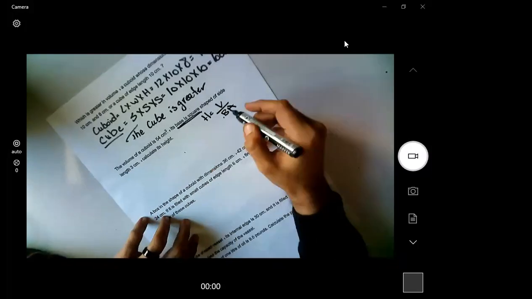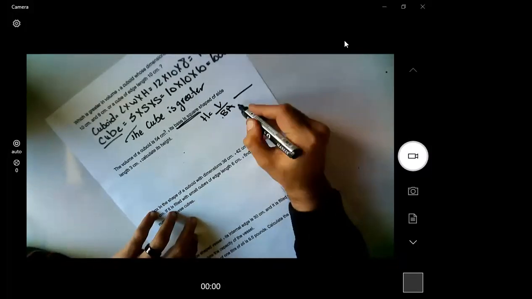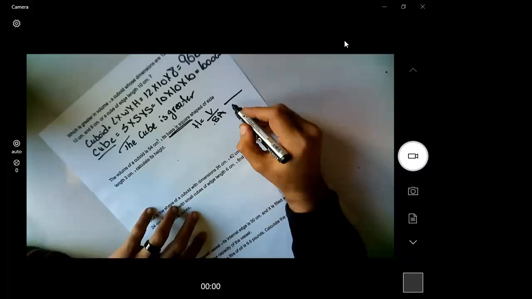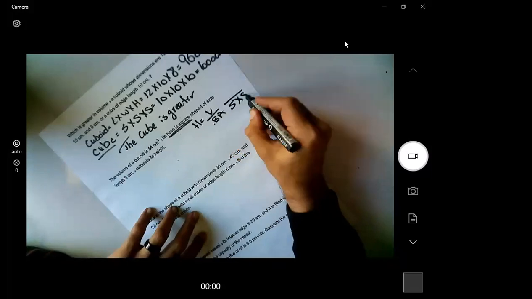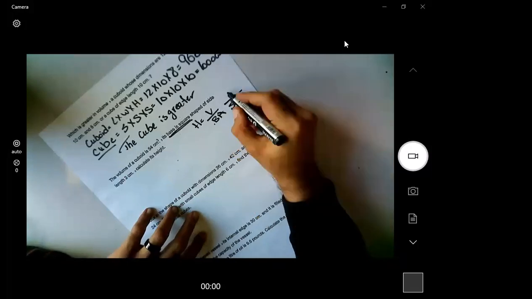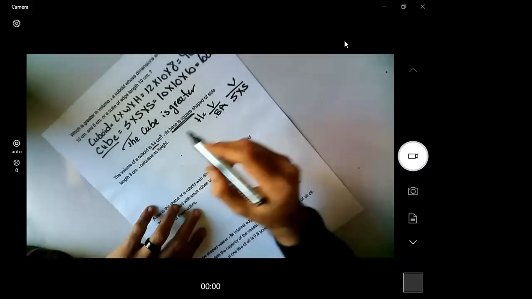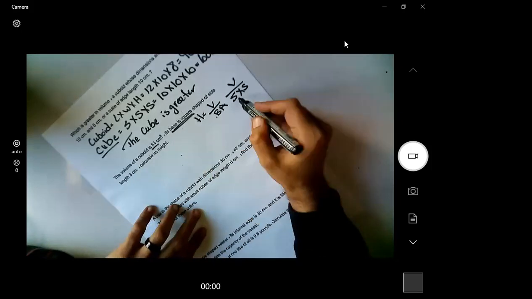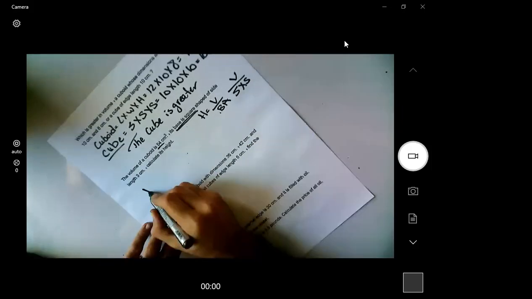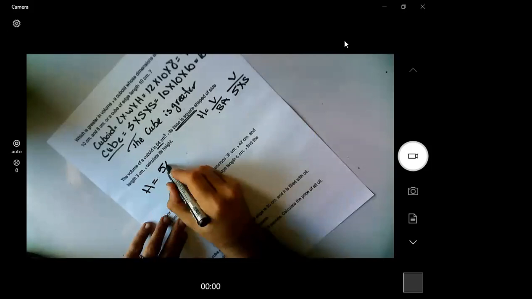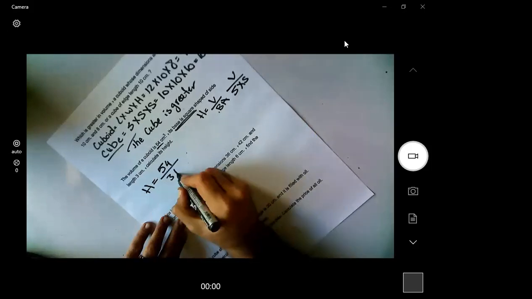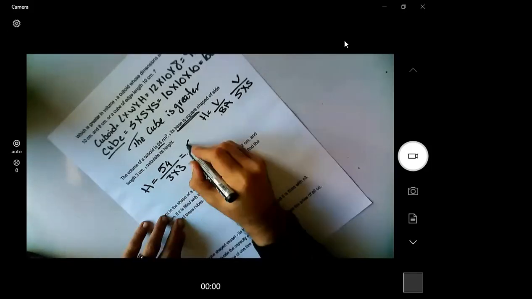So the base area is the area of a square, which is side times side. So here it is 54 over side times side. Many people just do 54 divided by 3 right away, but no, it is 54 over side times side. The height here equals 54 over 3 times 3, which equals 6 centimeters.